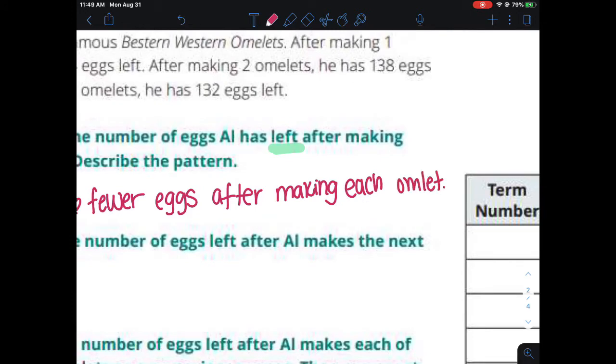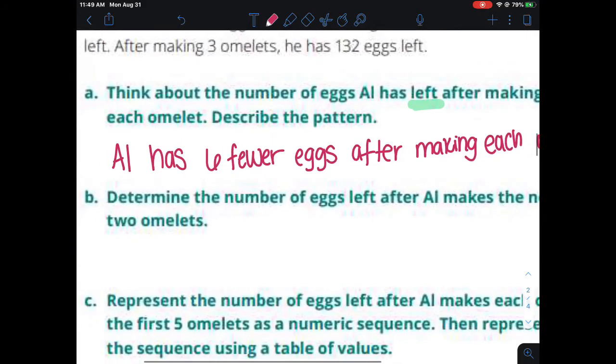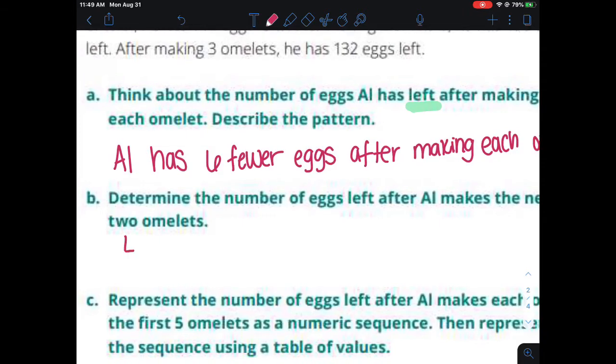You could also say that Al uses 6 eggs to make each omelet. Either one would work for this. Part B, determine the number of eggs left after Al makes the next 2 omelets. So when Al makes his 4th omelet, how many eggs will he have?